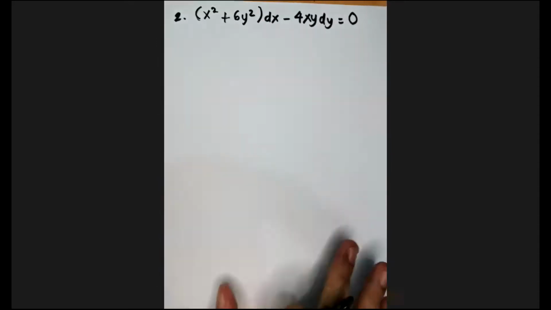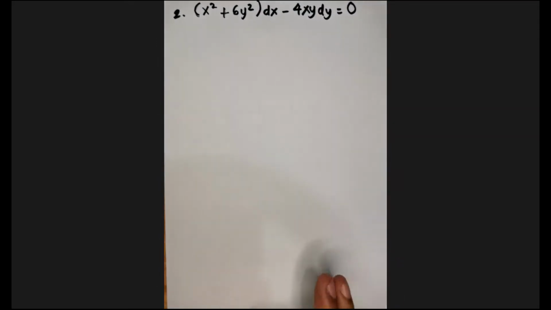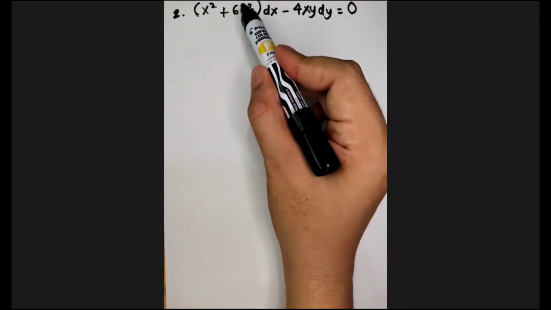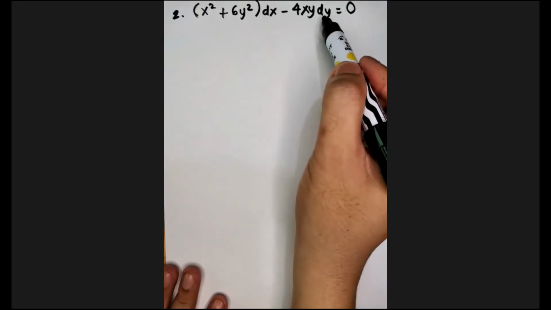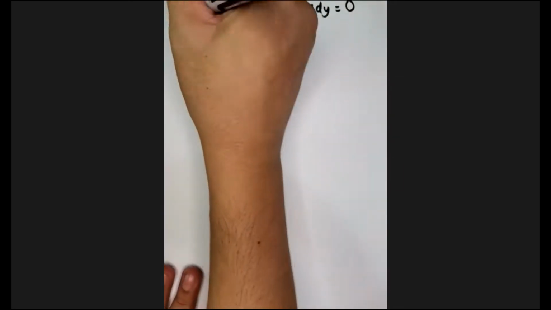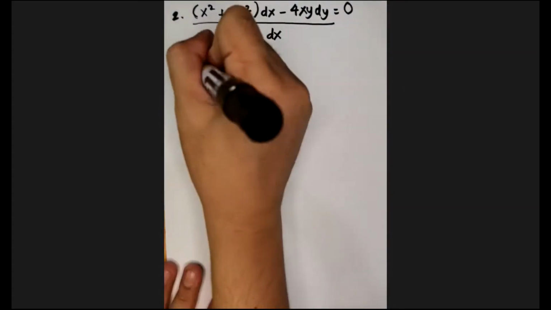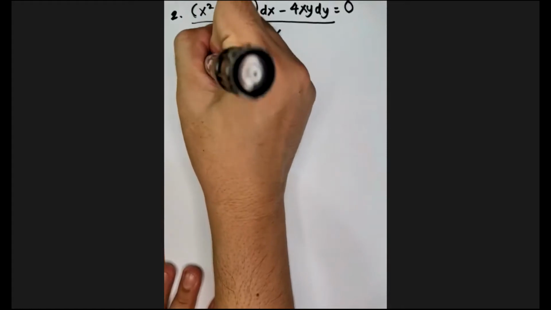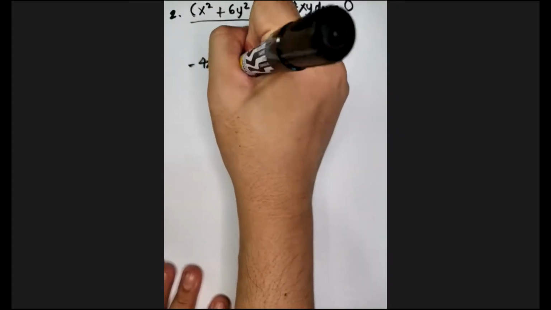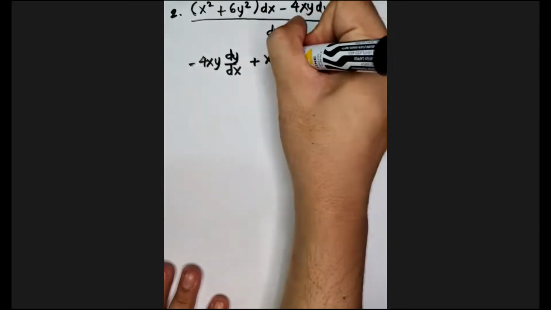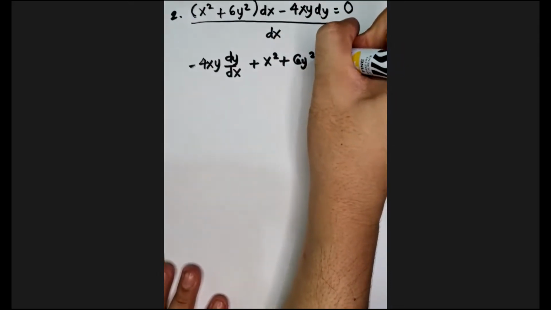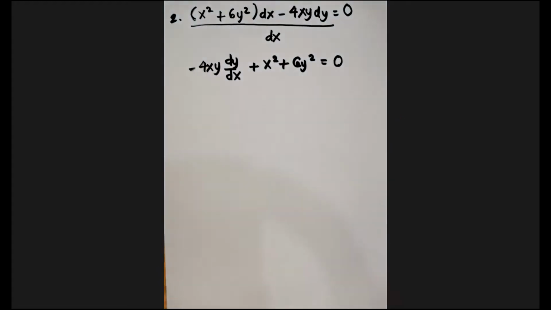Okay? So, ang gagawin natin. Hindi naman pwede siyang dx over dy kasi mahirap naman anuhin to. So, ang gagawin pa rin natin siya is dy over dx. So, divide natin yung buong equation by dx. So, we'll have negative 4xy dy over dx plus x squared plus 6y squared is equal to 0. Tama ba? Class, tignan ninyo.